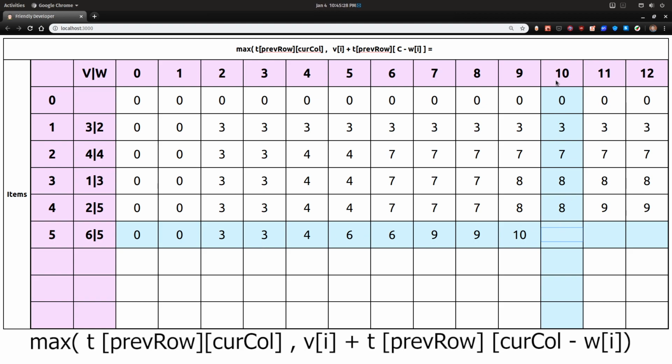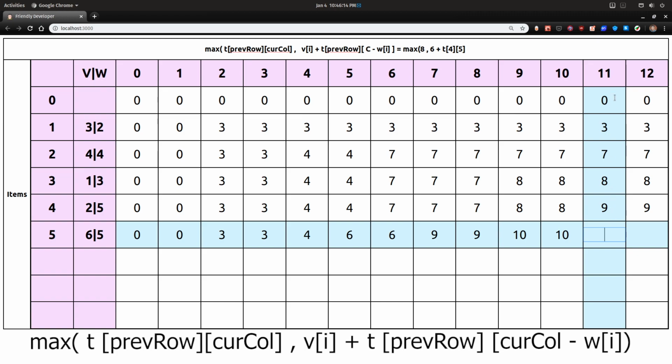Okay, for a knapsack of capacity 10, considering all the items that are given in the problem, the maximum value would be, since capacity is 10, we can either include or exclude, so it would be maximum of 8 and 6 plus the table value corresponding to the previous row, that is the 4th row, and the decreased capacity, which is 10 minus 5. 5 is the weight of the 5th item, item 5. So 10 minus 5 is 5. T of 4 of 5 is 4, so 6 plus 4 is 10.